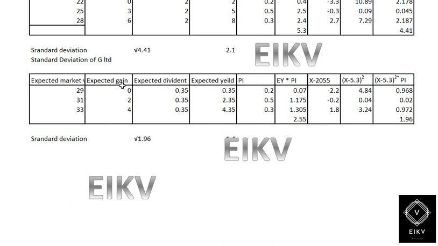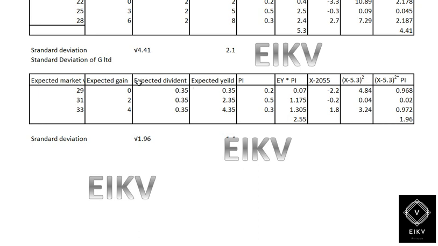On the next security, which will be the G Limited, the expected prices are 29, 31 and 33, and the investment price, or the price at the beginning of the year, would be 29. Therefore the x minus x bar, or the expected gain, is the market price at the end minus the market price at the beginning, that is 29 minus 29 will give you 0, and 31 minus 29 will give you 2, and 33 minus 29 will give you 4. We have the expected gain, and 0.35 is given as dividend, it would be 0.35 each, and then we have the expected yield.